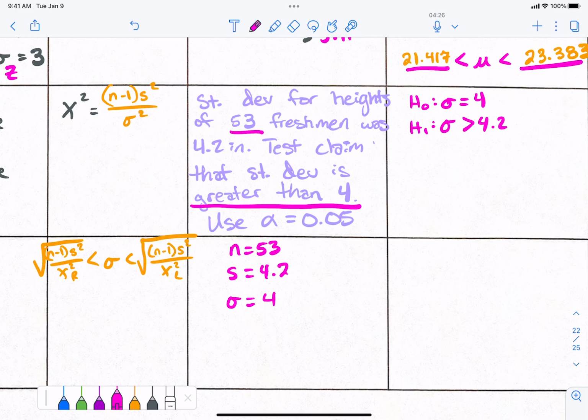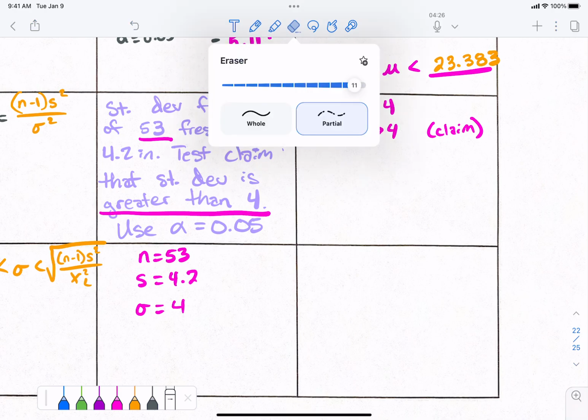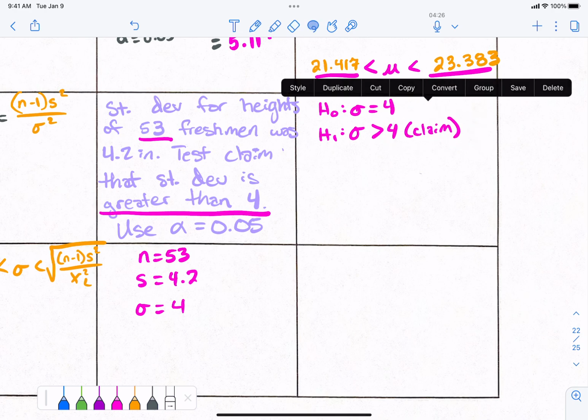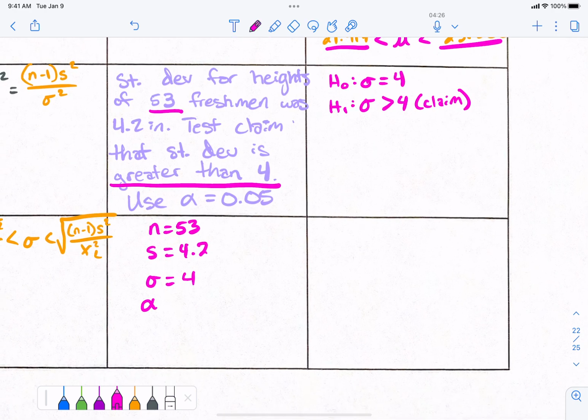The top one's always equal. Which one is the claim? The bottom. Claim goes with the bottom. Yep, just 4, you're right. Okay, that's my claim. Equal to, greater than, there we go. Our significance level is 0.05 or 5%.